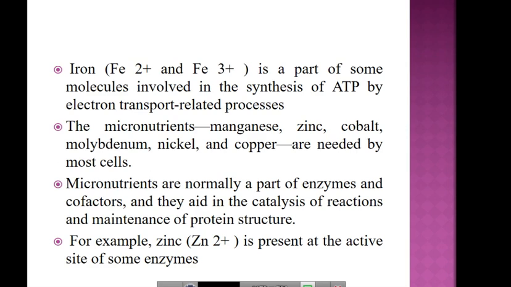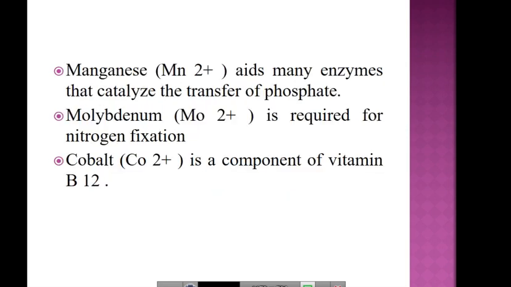So these are normally part of enzymes, cofactors, and they are involved in the catalysis of certain reactions as well as maintaining the protein structure. For example, zinc is present at the active site of some enzymes. So all are required in trace quantities, very small quantity. Manganese aids many enzymes that catalyze phosphate transfer. It's catalyzed by a variety of enzymes, and these enzymes contain manganese.